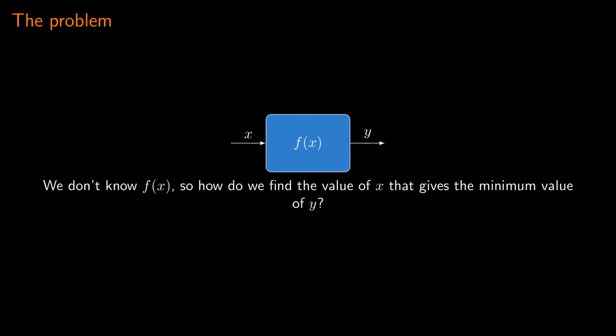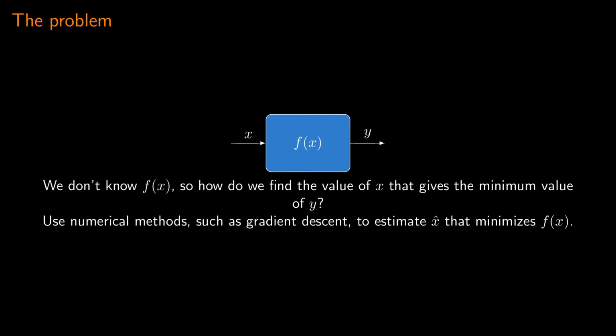So this may crop up in machine learning, training neural networks particularly, where you want to find the set of parameters that minimizes some cost function, or in other areas such as image registration and all sorts of problems where we need to find a solution or value of x that minimizes the result of f of x, but we have no idea what f of x is. So what do we actually do in that kind of situation? Well, the answer is to use numerical methods such as gradient descent to estimate x hat, so the estimate of x that minimizes f of x.